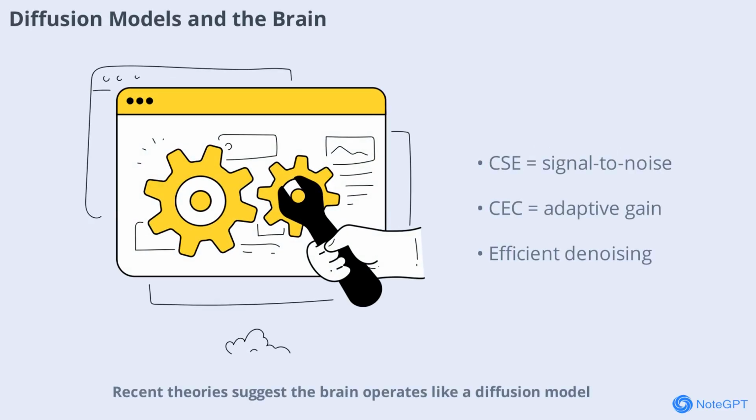Recent theories suggest the brain operates like a diffusion model, balancing noise and signal. Here, CSE is the local signal-to-noise ratio, and CEC is the gain that modulates either the amount of injected noise or the strength of corrective dynamics. This adaptive control helps maintain equilibrium, allowing the brain to denoise and adapt efficiently. The same principle can be applied in artificial diffusion models for generative AI.